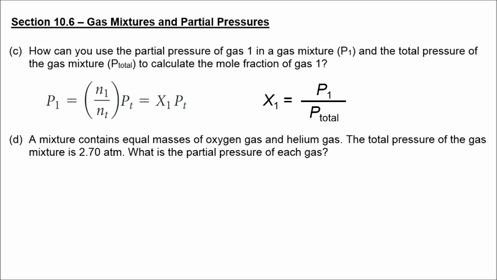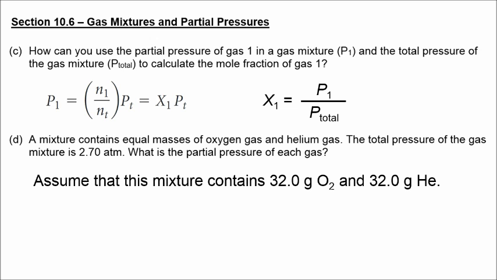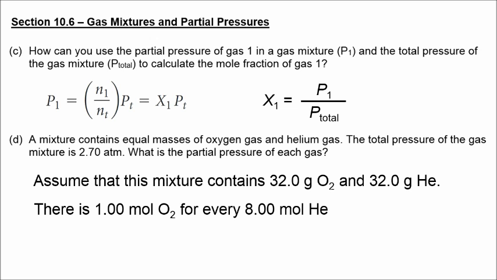If we have a mixture that contains equal masses of oxygen and helium, let's consider a specific number, 32 grams. We'd have exactly 1 mole of oxygen gas, and we'd have 32 divided by 4, so 8 moles of helium. The total number of moles would be 9. So the mole fraction of oxygen would be 1 over 9. The mole fraction of helium would be 8 over 9.